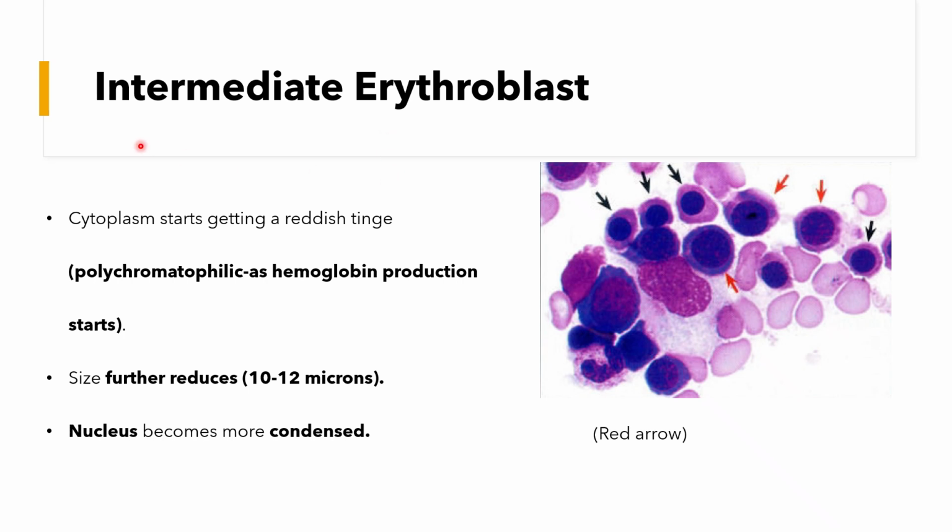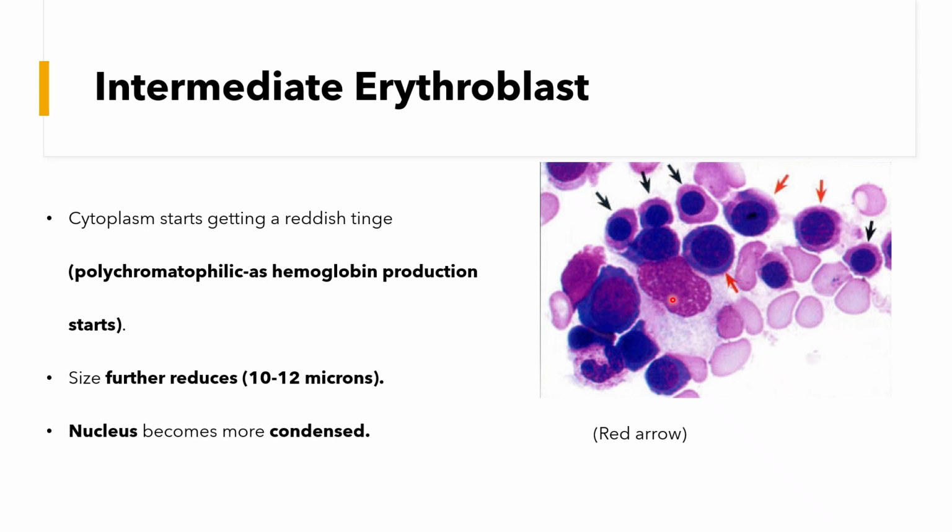After the early erythroblast, there comes the next stage of an intermediate erythroblast followed by a late erythroblast. The one being pointed by the red arrow is the intermediate erythroblast, and the ones being pointed by the black arrow are the late erythroblasts. Comparatively, the size again reduces. Initially it was 12 to 16 microns. Now it's reduced further down to 10 to 12 microns.